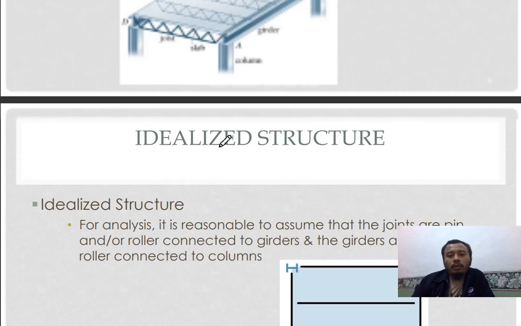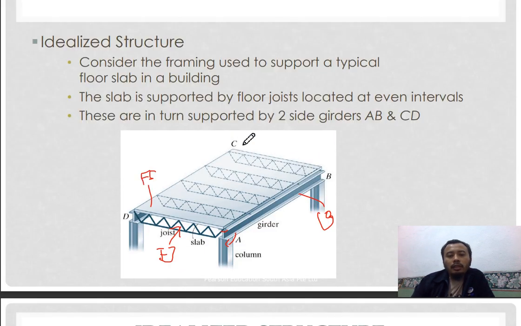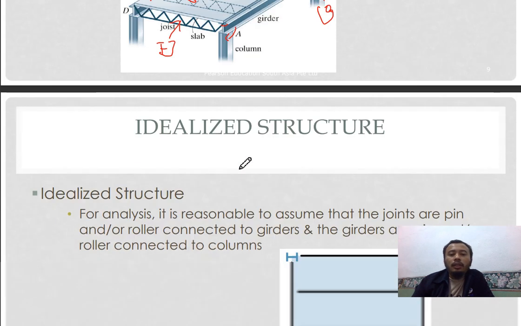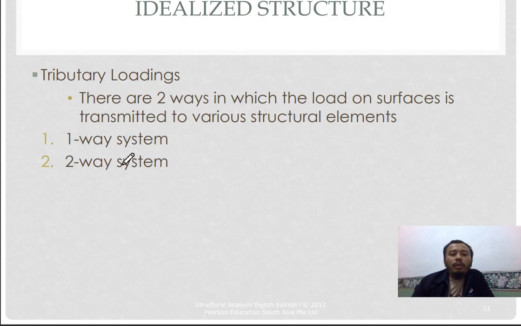So when you have a slab like this, if you have load here, how is the load being distributed to the girders? How much area, how much load is distributed to AB and how much is distributed to CD? So this is tributary loading. How the loadings are being distributed.